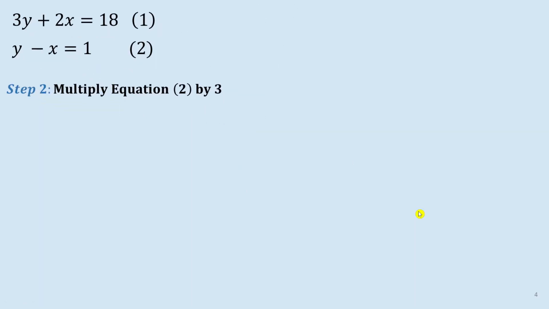Now step 2, I'm going to multiply equation 2 by 3. If I multiply this equation by 3, I've got to multiply every term, so the y, the minus x, and the number 1. I need to multiply everything by 3. So I've got y times 3, x times 3, and 1 times 3.